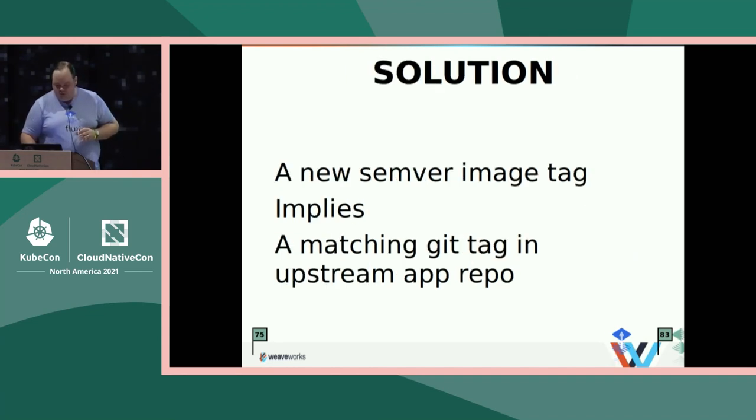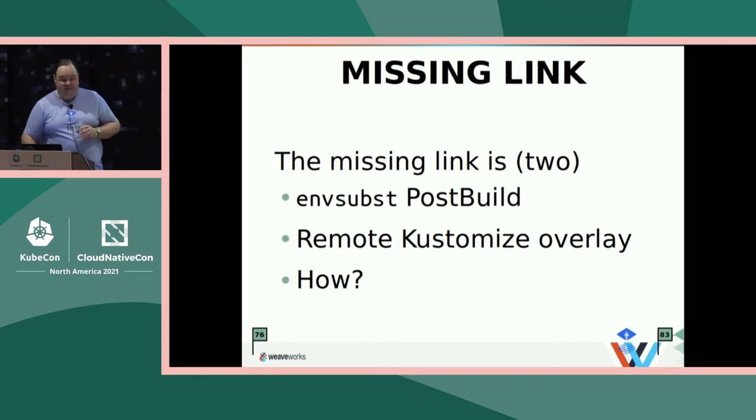The solution that I will allude to is that a new Semver image tag actually implies that there is a matching git tag. And if you're really thinking right now about how to use this, and if you know about a feature that I haven't shown yet, then the solution might be obvious to you already. You can use that image tag as a git tag.